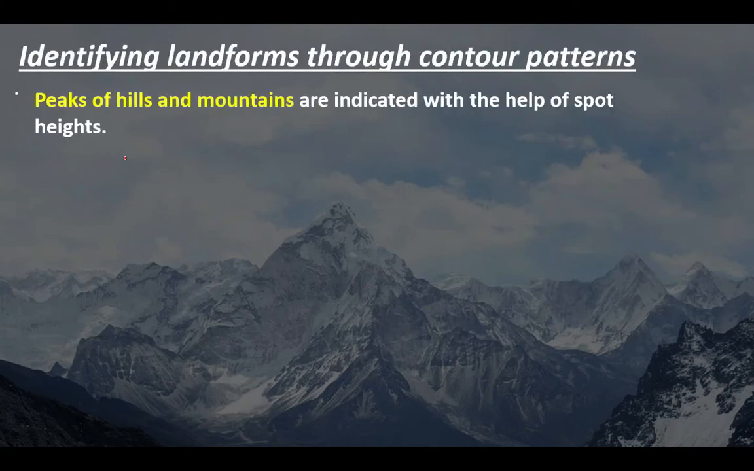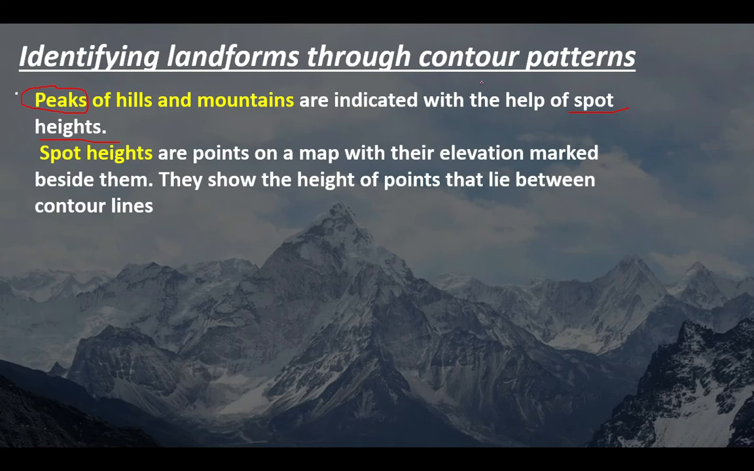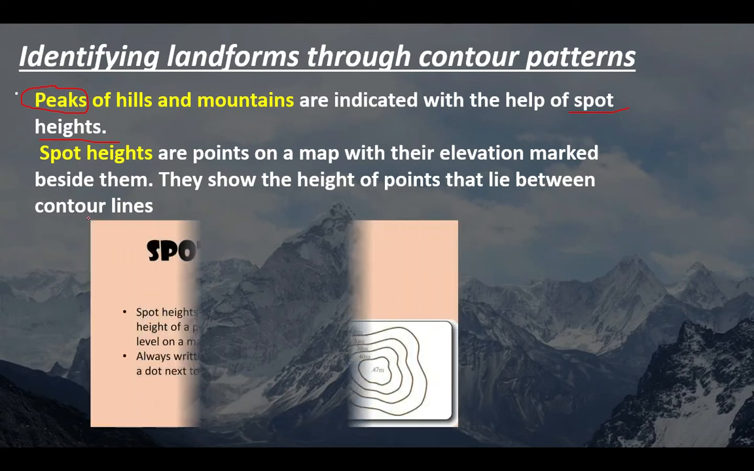Next part, peaks of hills and mountains. We have to learn about the peaks. These are indicated with the help of spot heights. What is that? Spot heights. So the representation of peaks of hills and mountains in the contour pattern is spot heights. Spot heights are points on a map with their elevation marked beside them. They show the height of the points that lie between contour lines.